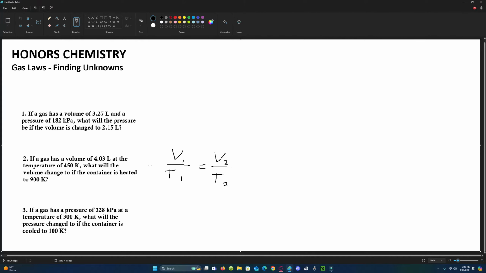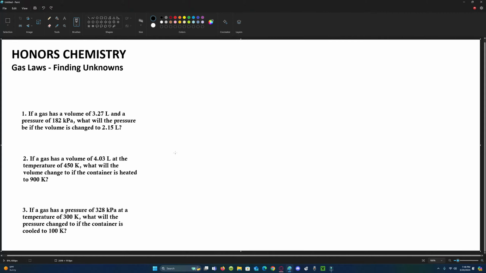So if we go back to the question of interest, we see if a gas has a volume of 4.03 liters at the temperature of 450 Kelvin, what will the volume change to if the container is heated to 900 Kelvin? So we are going to use this equation format to correspond with this question as we did with the first question. So we already have our knowns.